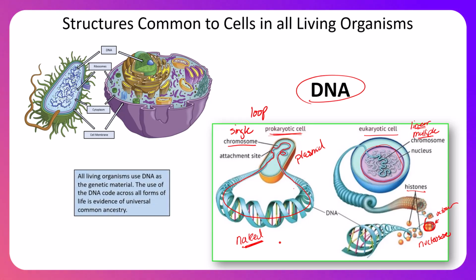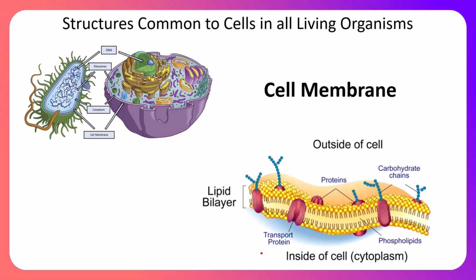The use of the DNA code across all forms of life is evidence of the universal common ancestry. We've talked in class about LUCA, the last universal common ancestor. We've talked about the origin of cells and how cells are believed to have arisen. But now, looking at some of the more recent discoveries, like the discovery of DNA, it does give us even more evidence for the universal common ancestry of life on the planet.